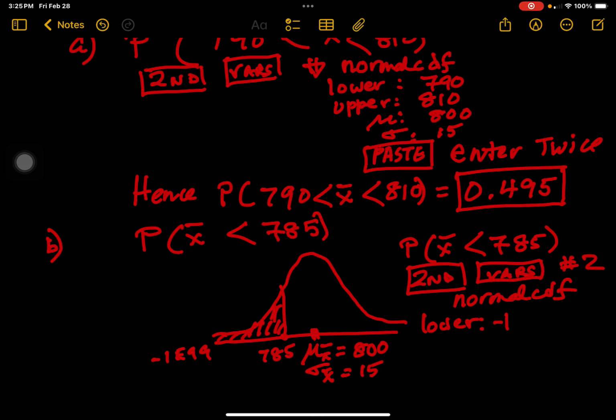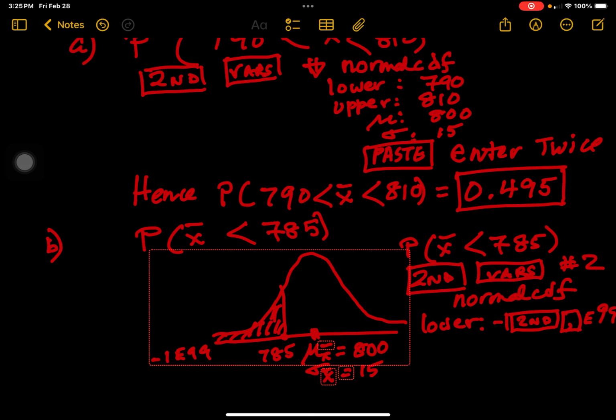To get E in the calculator, we have to press the second button, and then the comma button on top of 7. That will give us the small cap E, and then we will type 99. Okay, so let's try it. Second, vars, 2, my lower is minus, next to the enter. Again, remember, this minus is next to enter on the TI-84.